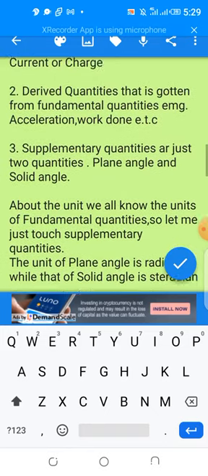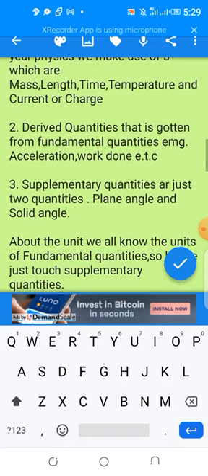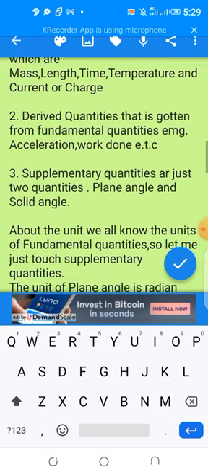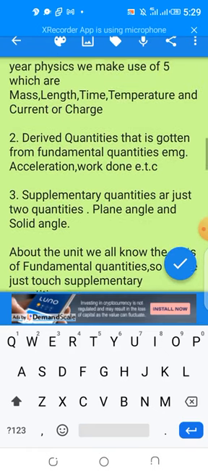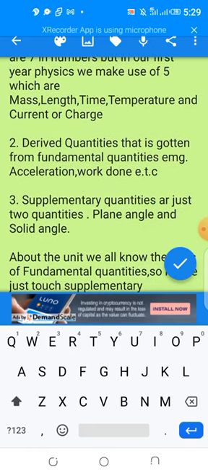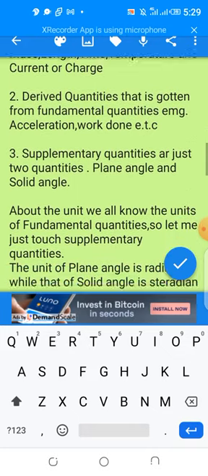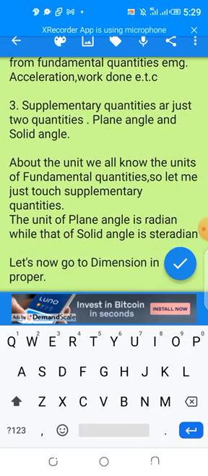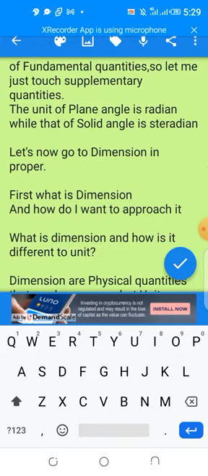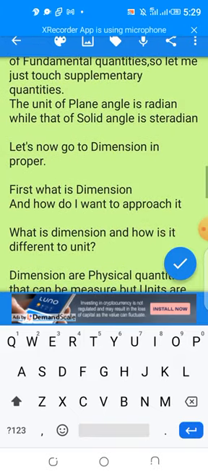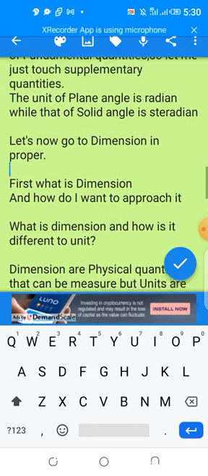Okay, the unit of mass is kilogram, length is meter, time is seconds, temperature Kelvin, current ampere, or charge is coulomb. We have amount of substance, which is mole, and luminous intensity, which is candela. For plane angle, the unit is radian, and for solid angle, the unit is steradian. So it's very important to know this.